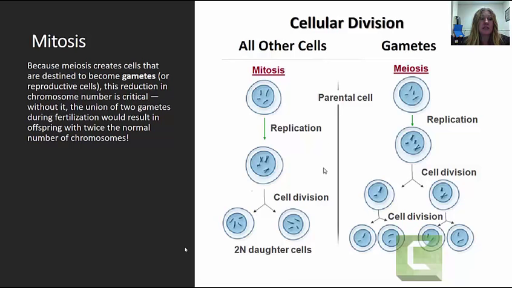Because meiosis creates cells that are destined to become gametes, or reproductive cells, this reduction in chromosomal number is critical, because without it, the union of two gametes during fertilization would result in offspring with twice the number of normal chromosomes. And that's a bad thing. That actually leads to chromosomal abnormalities. It's not a good thing.